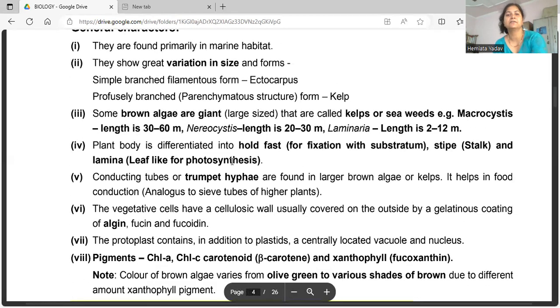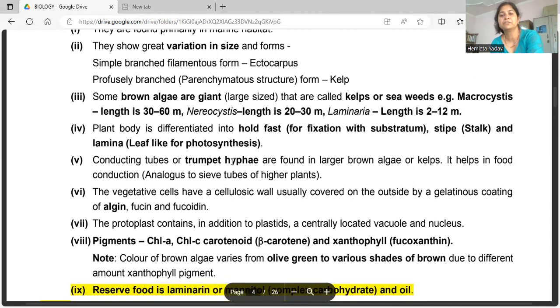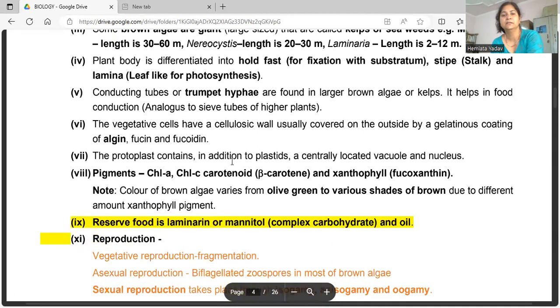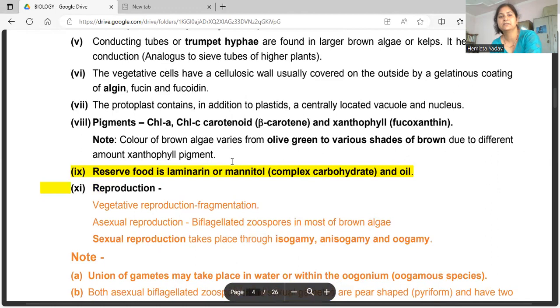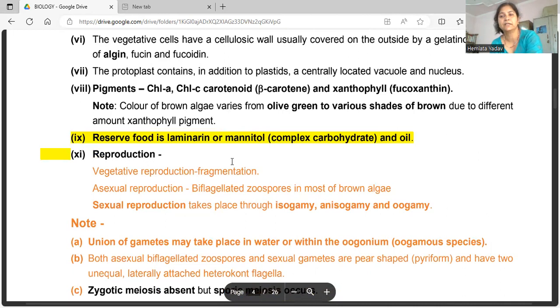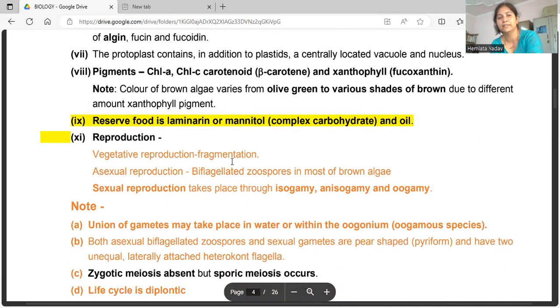Phaeophyceae, brown algae characters are given now. Sea kelps, weeds: Macrocystis length is 30 to 60 meters, and Laminaria, Nereocystis length is 20 to 30 meters. So highest length is of Macrocystis. Plant body differentiated, holdfast for fixation with the substratum. Stipe is the stalk, and lamina is the leaf-like part where photosynthesis is done. And trumpet hyphae are found in larger brown algae, kelps. The vegetative cells have cellulosic walls, usually covered on the outer side with a glutinous coating of algin, fucin and fucoidin.